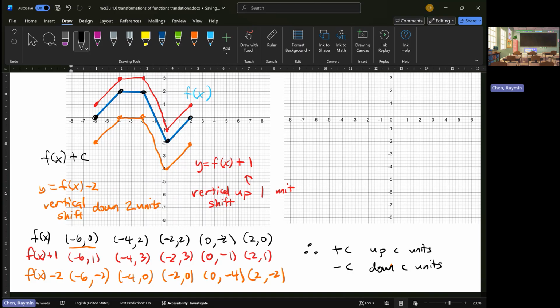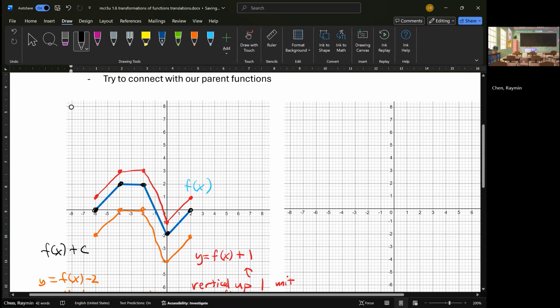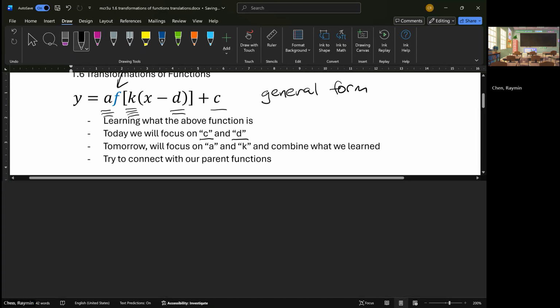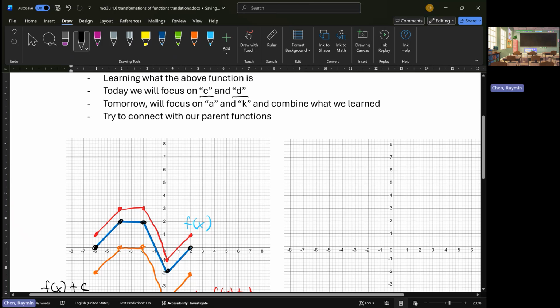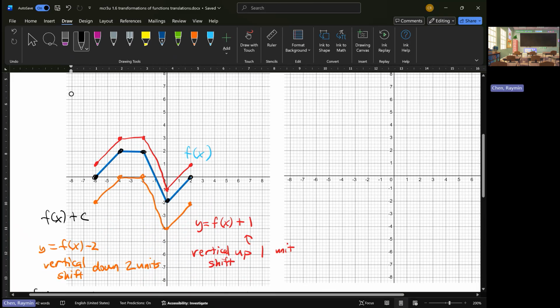And I'm going to use the same function for our next transformation. I apologize for the delay here. So now we're going to look at d. What is d? From grade 10, this was kind of like the p-value of our vertex form. Let me just erase some things. Hope it doesn't go all the way.